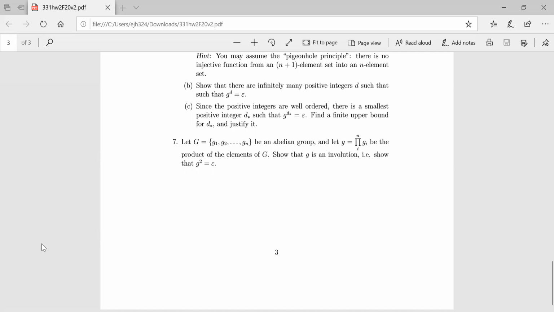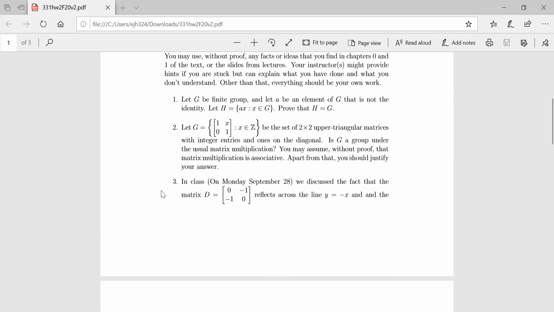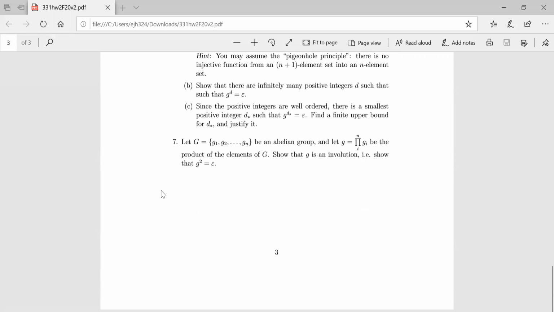Do people have a specific question that they want me to run through or any more? Can you just go over the number 7? Yeah, sure. So what does it mean for a group to be abelian? They're commutative.